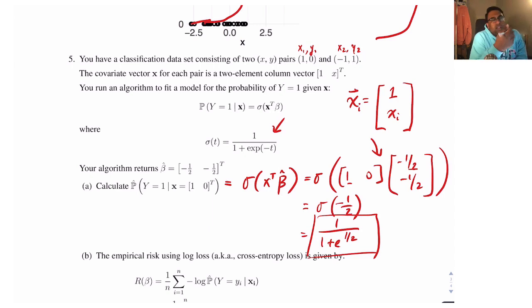And I mean, this is a kind of unsatisfying answer because you don't get to see what it is between 0 and 1. It turns out that this is actually close to 0.38, at least that's what the solutions say. But if this were an exam or something, you should leave your answer as what's in the box because that's an exact value. Okay, so given an x vector and a beta vector, all you need to do to compute the probability that y is 1 given x is take the dot product of x and beta and feed it through the sigmoid.